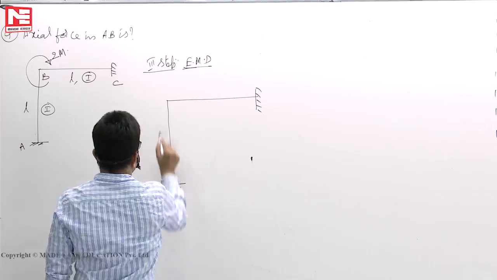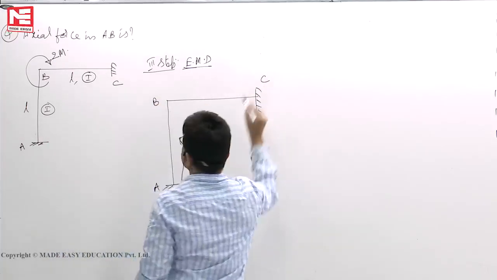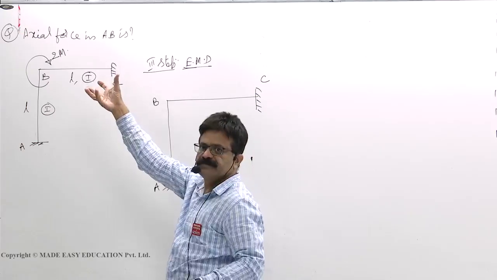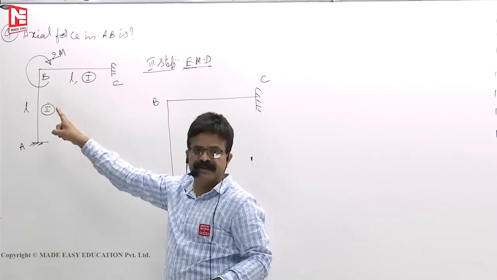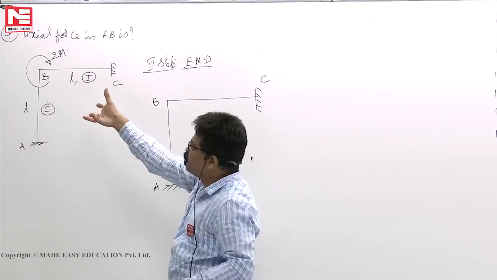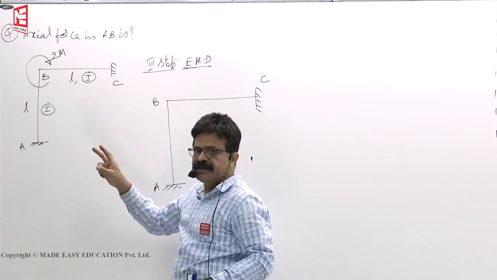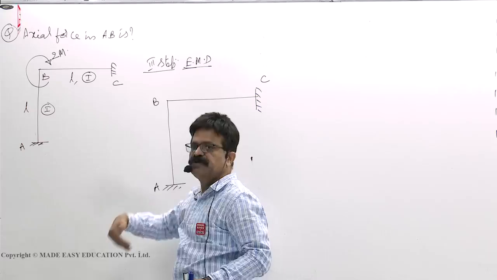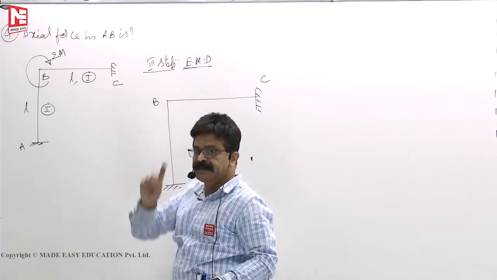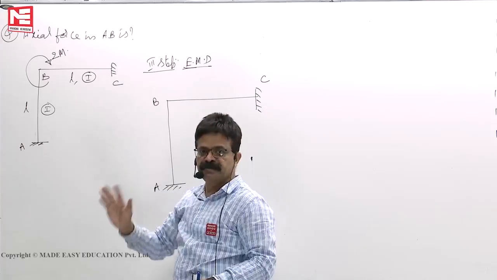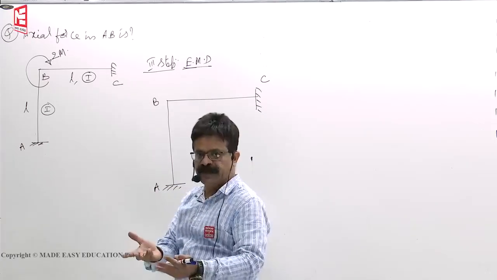Now you see A, B, C. At B, you applied a moment of 2M. Now this is what we have applied. We went and applied a moment. It is not a fixed end moment. Fixed end moment is a moment developed by the support on the member to make the slope 0. That moment, applied moment, totally different. Applied moment is what you went and applied.